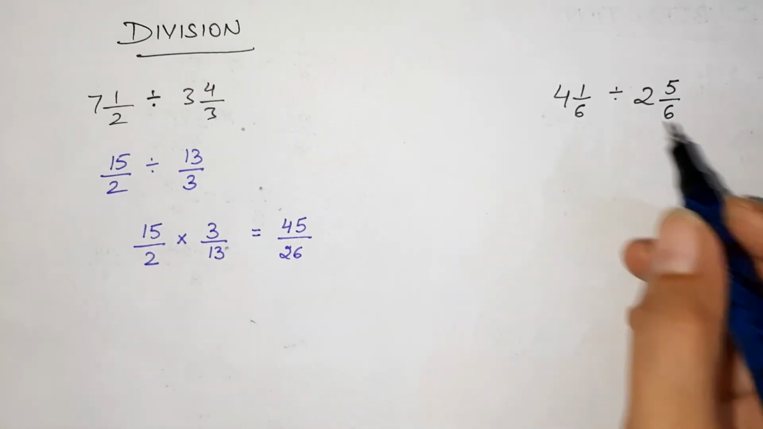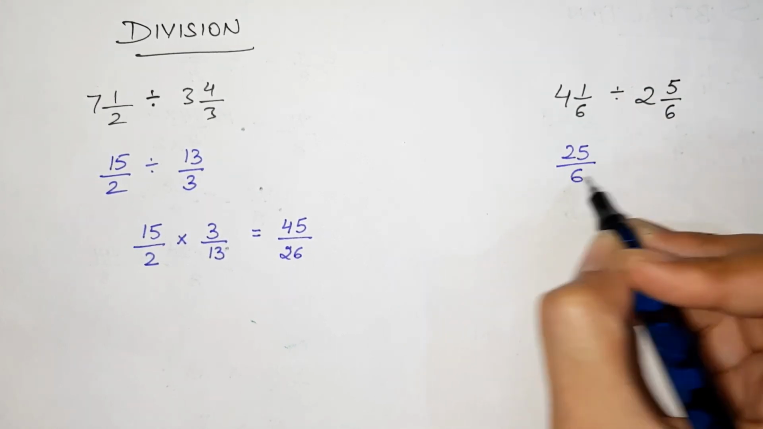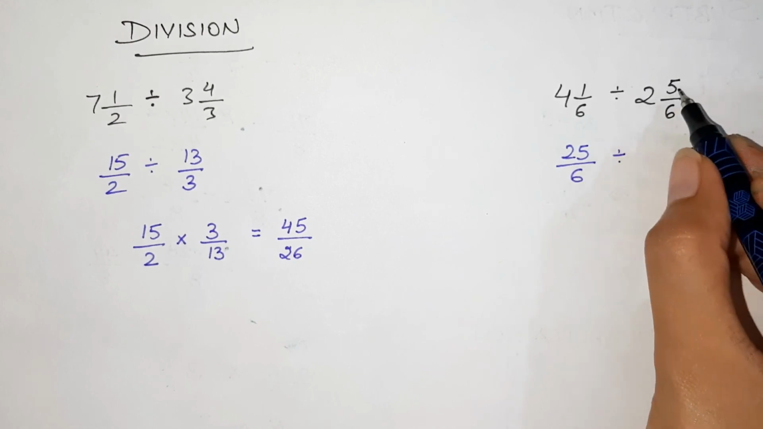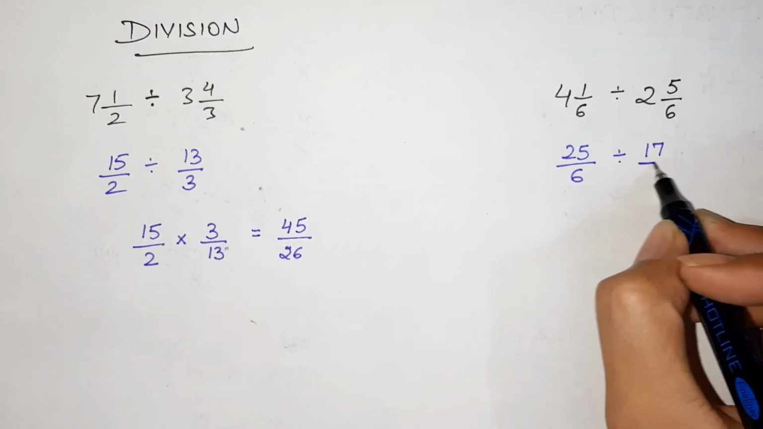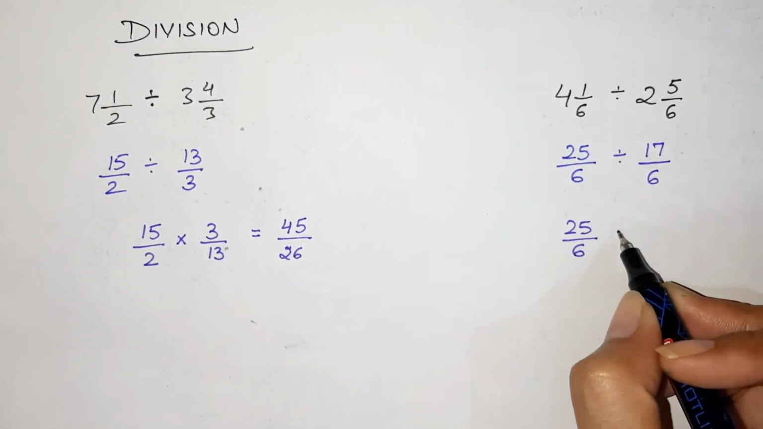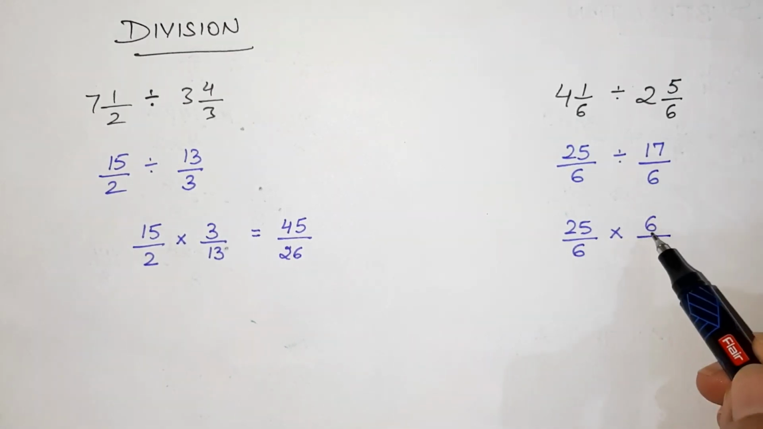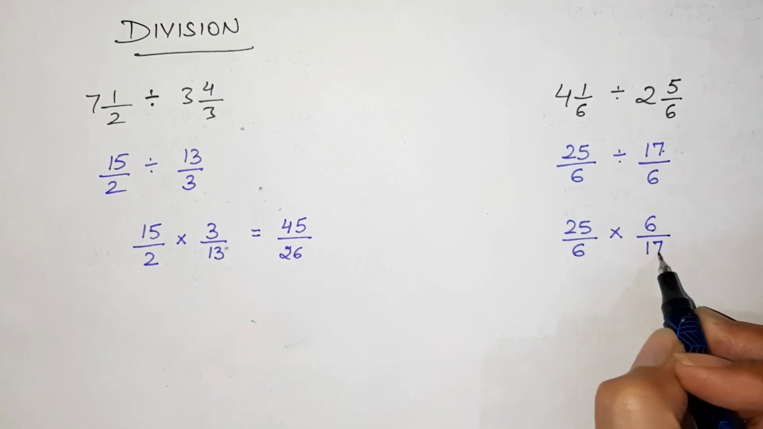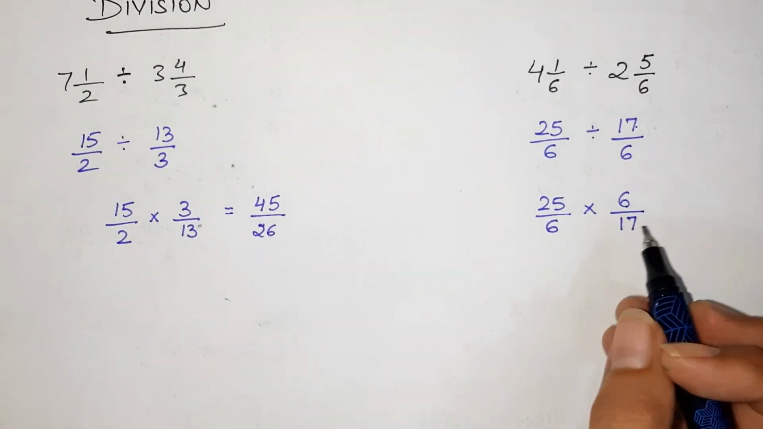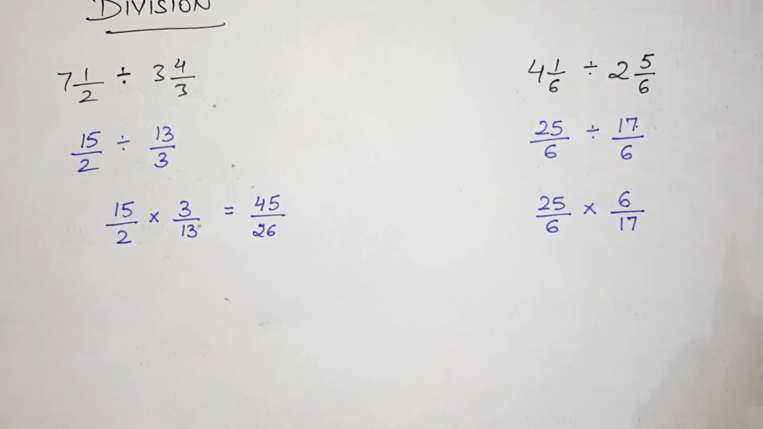Next, 6 4s are 24 plus 1, 25 by 6, divided by 6 2s are 12 plus 5, 17 by 6. Changing it into multiplication, we just have to change the position of numerator and denominator. The denominator becomes the numerator and the numerator becomes the denominator. If we have to reduce it into lowest form, then we can cut 6 with 6 as both are coming in the same table, or we can just simply multiply it.